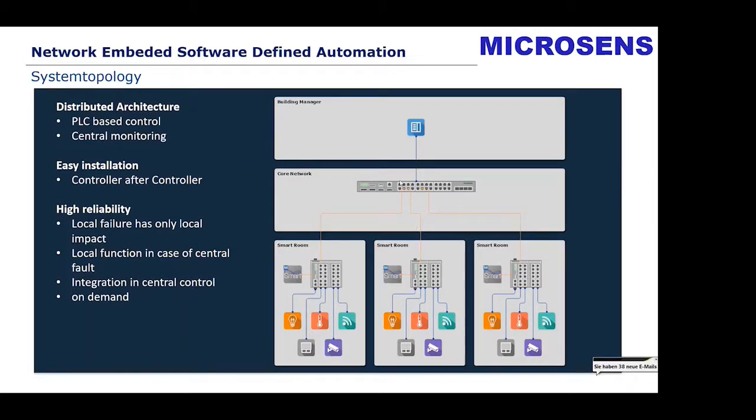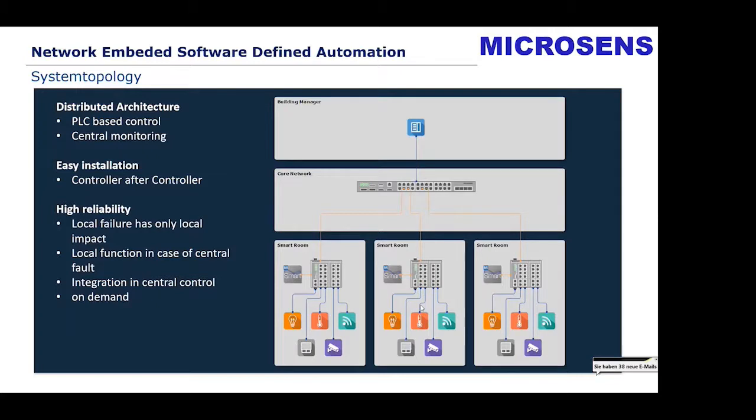On the top you have a management layer where you run the smart building manager, which is the management software for the smart building solutions. Somewhere in the background you have a network core, which is providing the network backbone, and connected to this network backbone we have our switches, which in parallel to the networking also provide some smart functionalities.